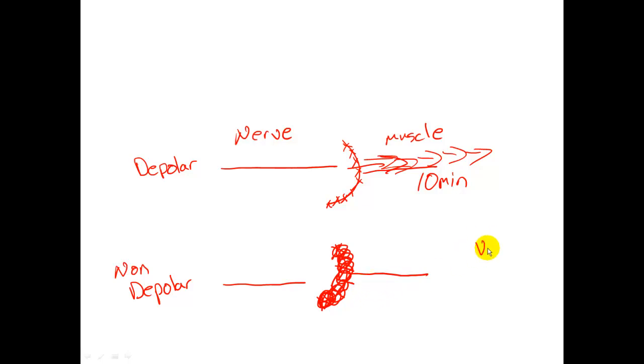These are going to be things like Vec, Pavulon, Rock, dot, dot, dot. We only have one depolarizing paralytic on the market, and it is Sux.